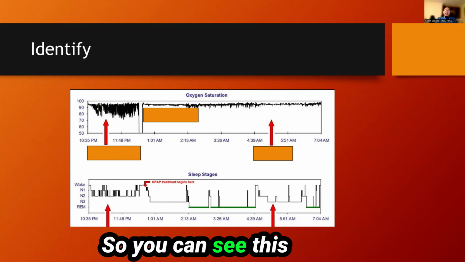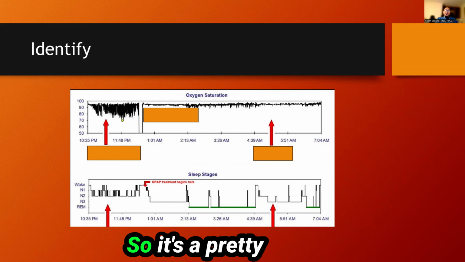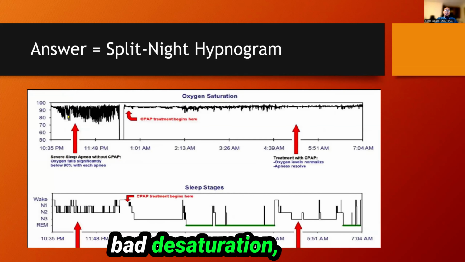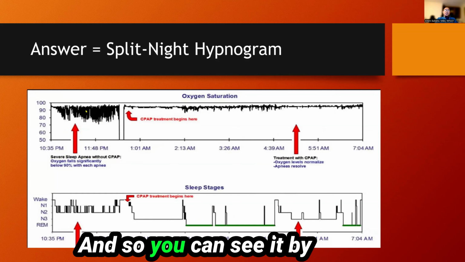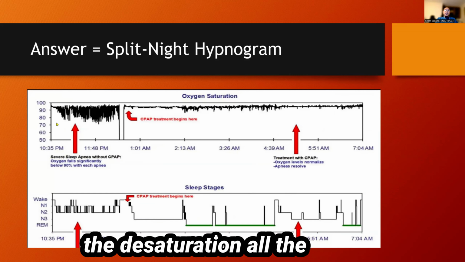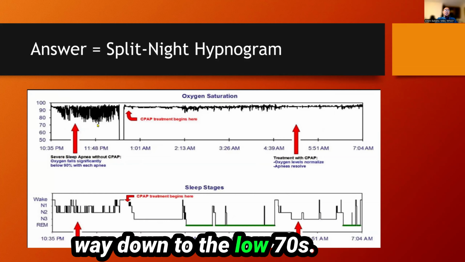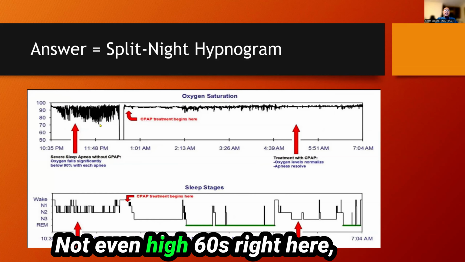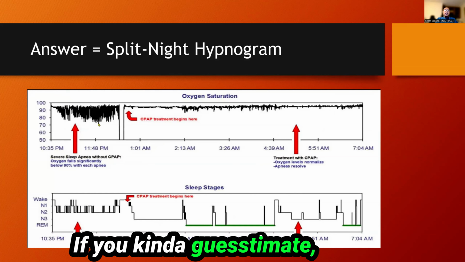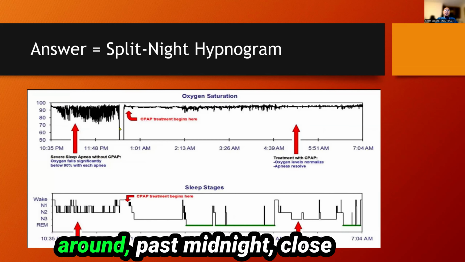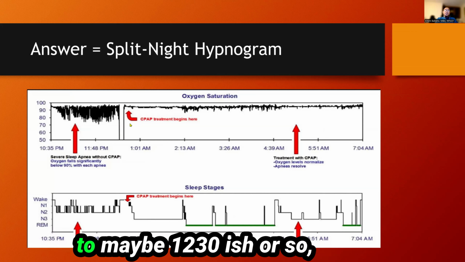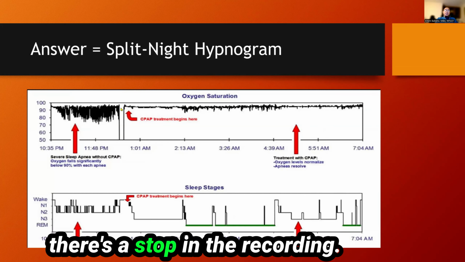So you can see this is the saturation. It's a pretty bad desaturation, meaning there's a lot of apneic events here. You can see the desaturation all the way down to the low 70s, if not even high 60s right here, if we guesstimate. However, after 2 hours, past midnight, close to maybe 12:30-ish, there's a stop in the recording.